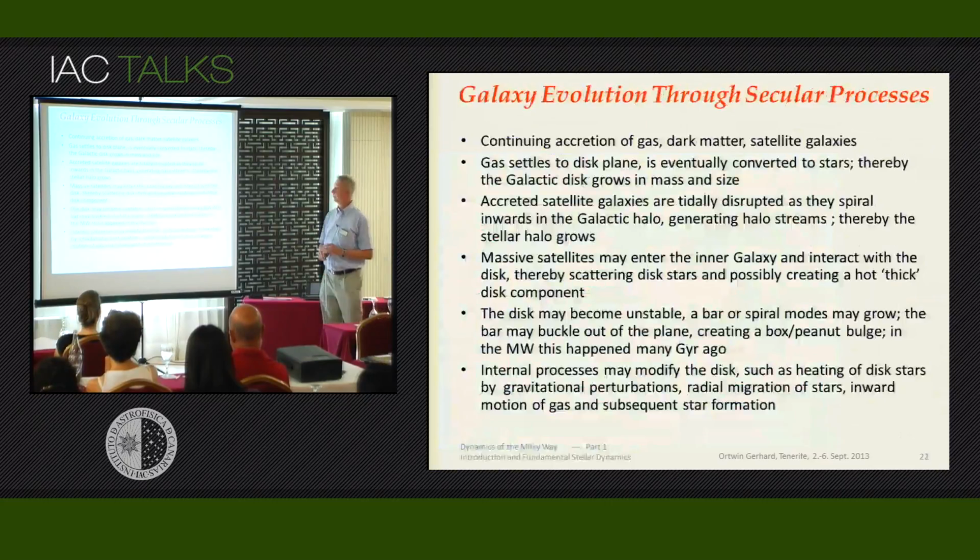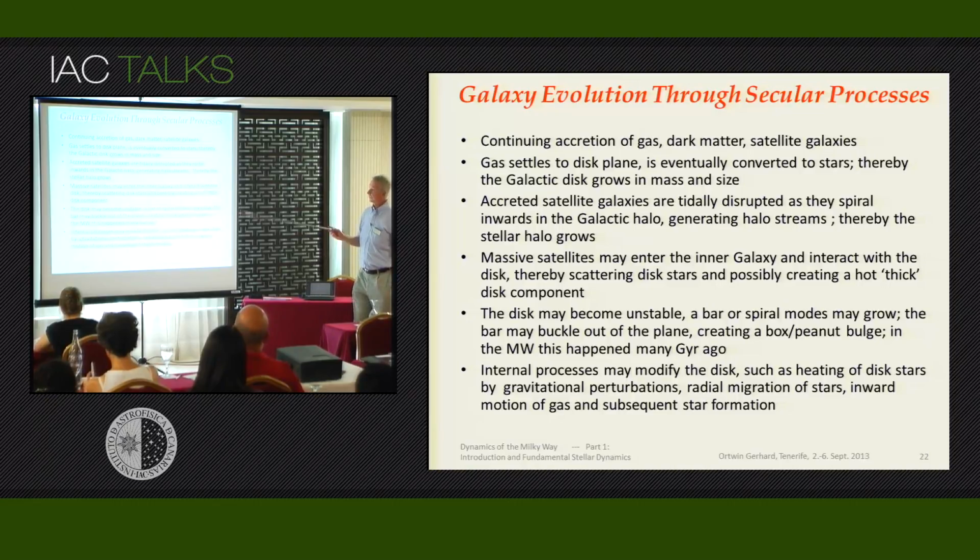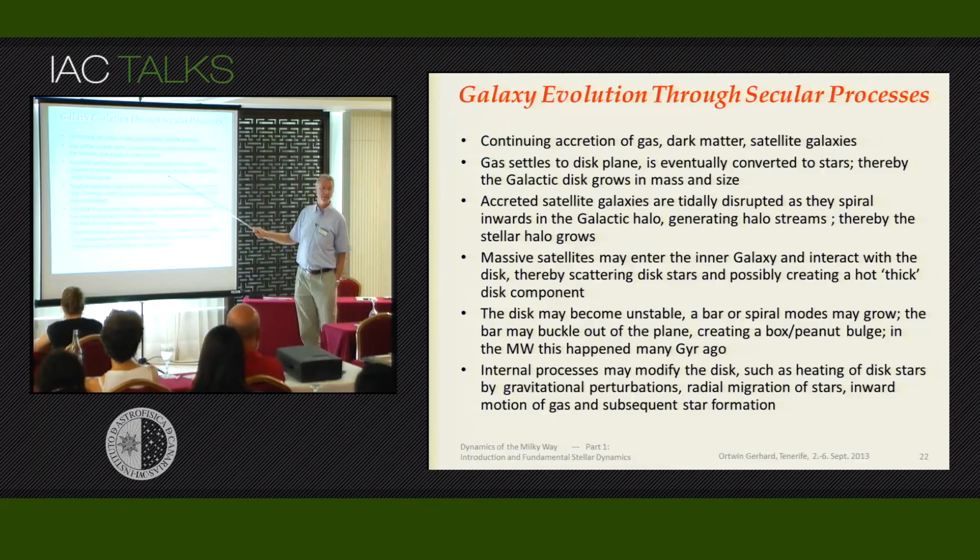Okay, so much about galaxy formation. Now I wanted to just very briefly tell you in words something about galaxy evolution through secular processes. We'll come to that a little more. I've just listed a number of those here. There's a continuing accretion of gas, also of dark matter, of little satellite galaxies, and therefore sometimes of stars. There's the growth of the disk in mass and size, which by now is a rather slow process. There's the halo streams that we'll talk about a little later.